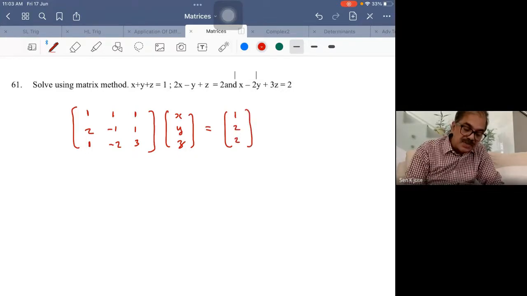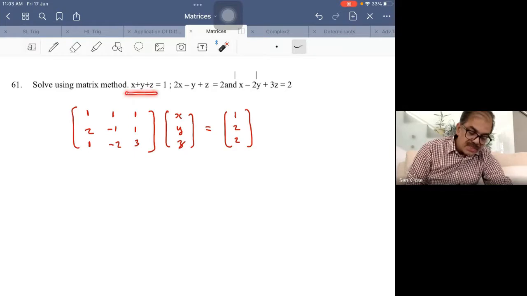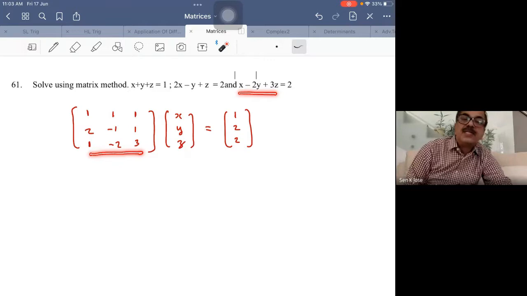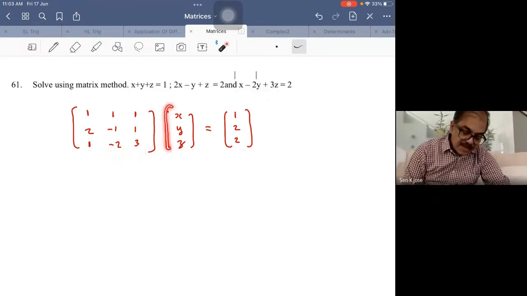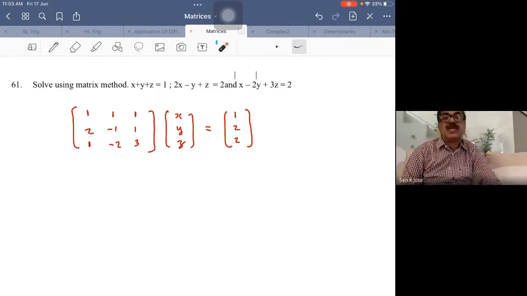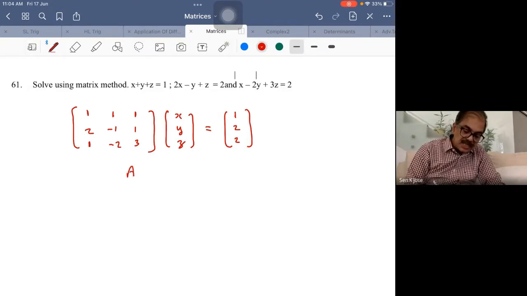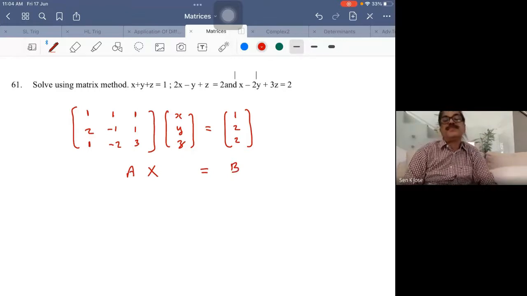Look at that. How did we do that again? You look at the first equation, coefficients are 1, 1, 1. Second equation, 2, 1, minus 1. And the third equation, 1, minus 2, 3. I wrote it like that. That's the coefficient matrix. Then I write the variable matrix, which is x, y, z. And then the constant matrix on the other side is 1, 2, and 2. Is that okay? Then we name the first matrix as A, the variable matrix as X, and the right-hand side matrix as B.